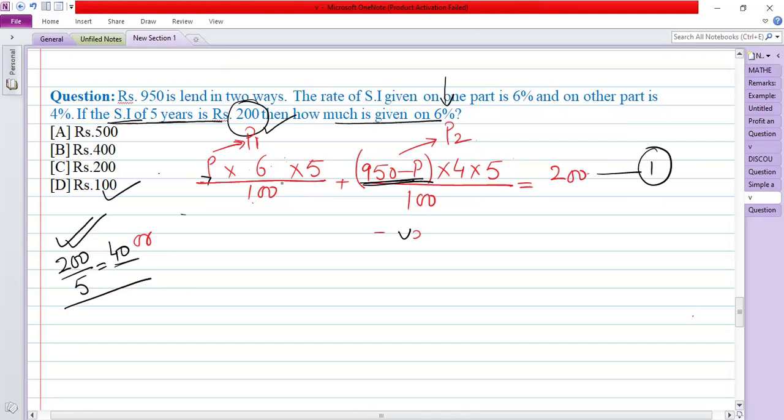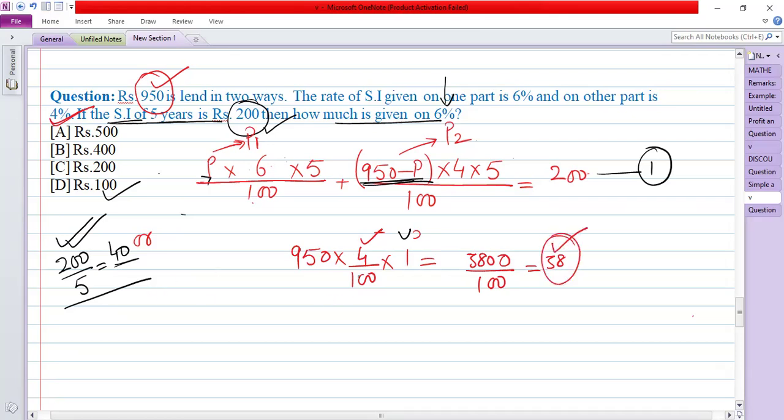Now, if we have to solve this by a smarter way, then we assume let the whole amount be invested at 4%. Then 950 into 4 means 950 invested at 4% interest for 1 year. Obviously, this will give us rupees 38. This 38 is the interest for 1 year if the whole amount is invested at 4% rate. Otherwise it was 40 rupees. Now, the difference between 40 and 38 is 2.